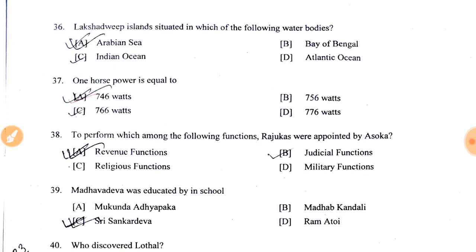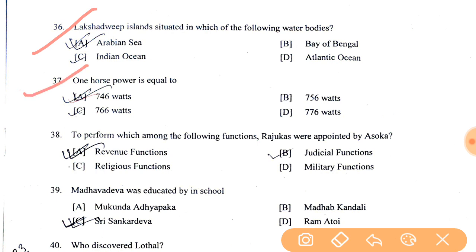Next question number 36. Laxadip Island situated in which of the following water bodies? So it to Arabian Sea logot, Arabian Sea actually situated hoy Laxadip to. Next, 1 horsepower is equal to, 1 horsepower mane kiman, it was 746, option correct came.